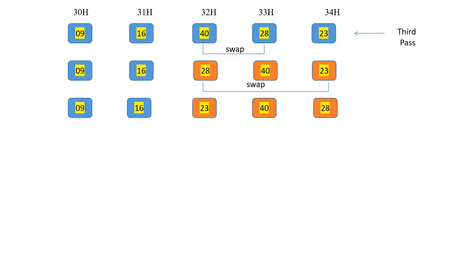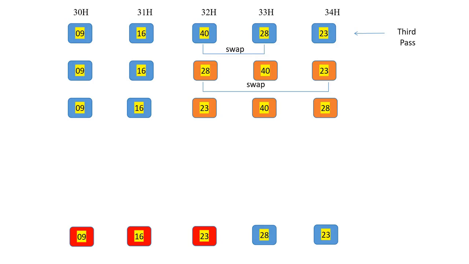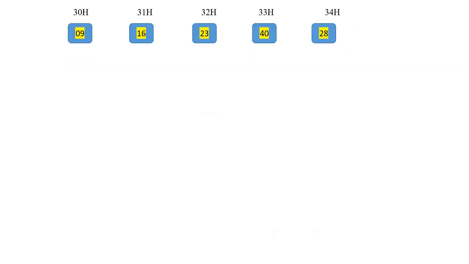Okay. So here there will be two steps and the numbers are arranged, that is 9, 16 and 23 are arranged. Now we have to arrange these two. So this is having two steps and this will be our fourth pass. Okay. Now in the fourth round, this is our data. So this is our fourth pass.